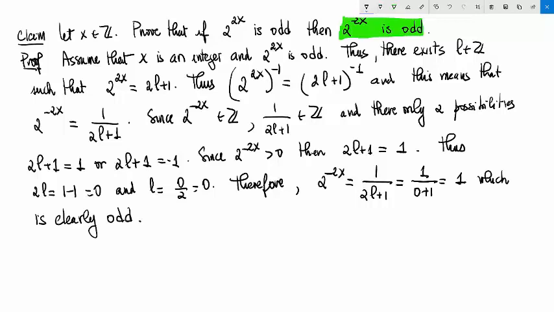Okay, all right, so the fact that 2 power 2x is odd implied that it has to be a number of the type 2L plus 1 where L must necessarily be 0. So the fact that 2 power 2x is equal to 1 implies that its reciprocal must also be 1. And we get the desired result.